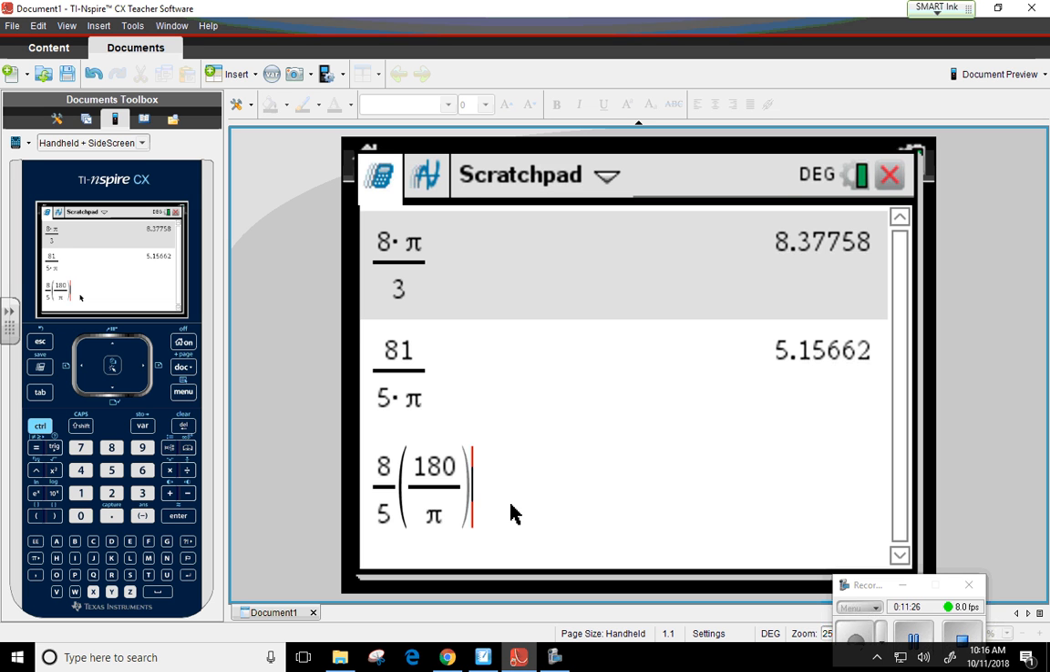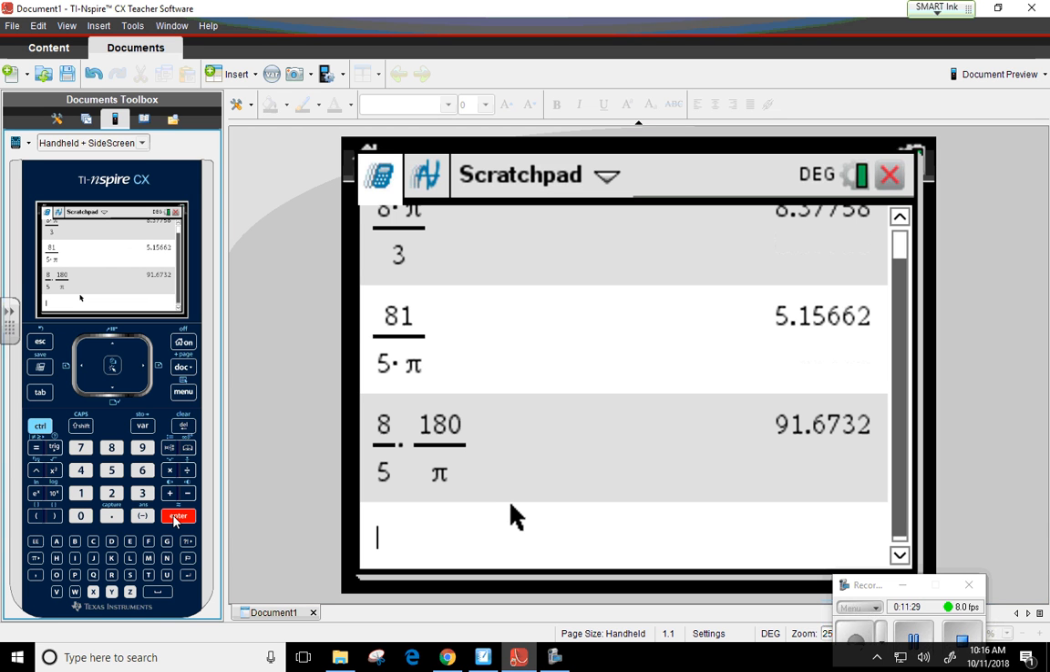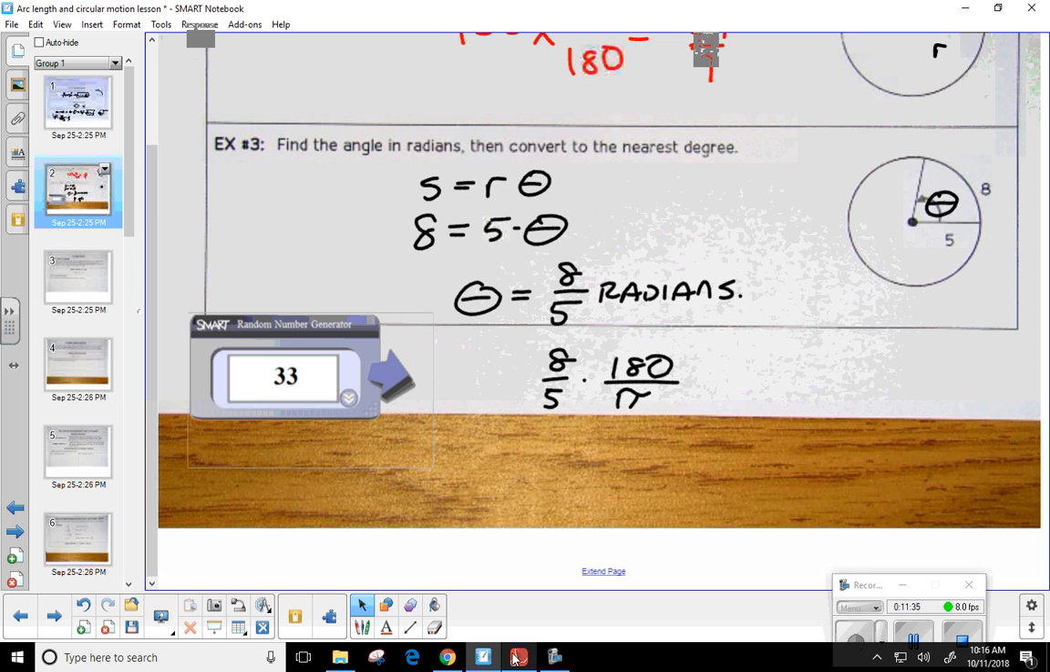91.6. Now it does say to the nearest degree, so this one I'll say 92. Let's go ahead and say 92 degrees. There we go. And that's arc length. S is equal to R times theta. The only trick, make sure that theta is measured in what? Radians. That's all you got to make sure of. The rest of it's easy. Okay. Any questions on those?